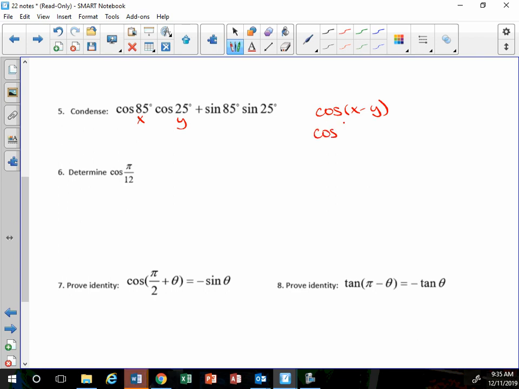So that means this is the cosine of 85 minus 25. Can you subtract 85 and 25? Yes, what do you get? Oh, is that something we could actually evaluate? Yeah, what's the cosine of 60 degrees? 1/2. All right, we're done with number 5.